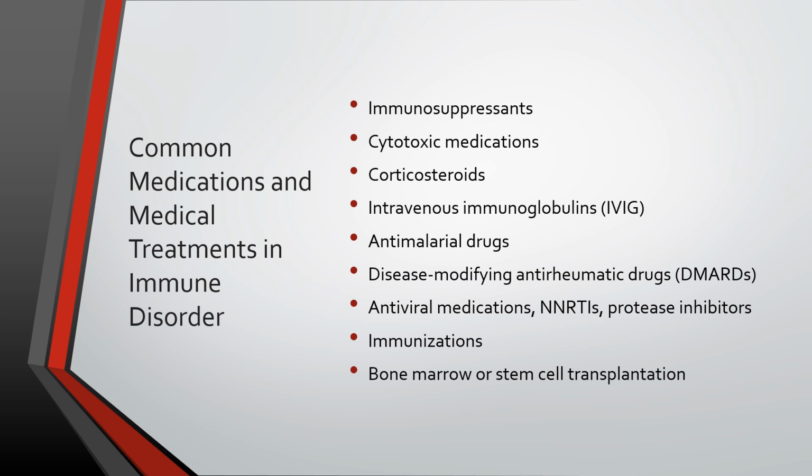Bone marrow transplant is the transfer of healthy bone marrow into the bones of a person with immune malfunction. Stem cell transplant comes from a donor or an umbilical cord or placenta.